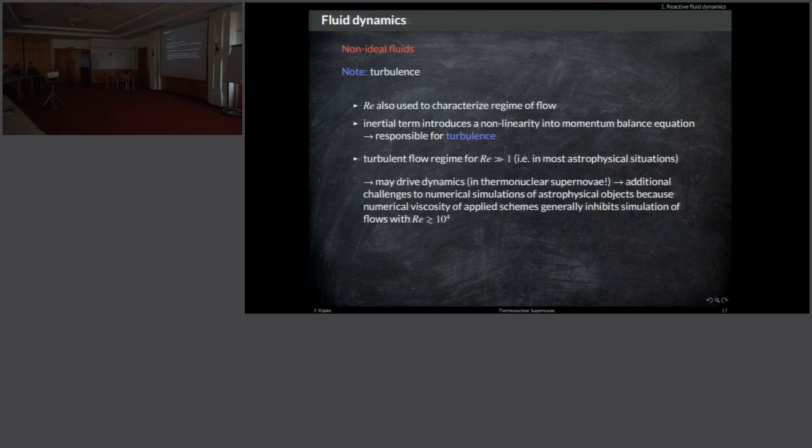But this, of course, then poses additional challenges to the numerical simulation of astrophysical objects because of the high numerical viscosity. We will not be able to actually reach the Reynolds numbers in our numerical simulations that are characteristic for the astrophysical situation. As I said before, we have typical Reynolds numbers in the astrophysical fluid of 10 to the 10 or even 10 to the 14, and with numerical simulations one can reach at best something like 10 to the 4 or so.